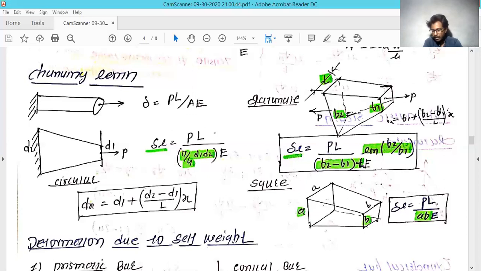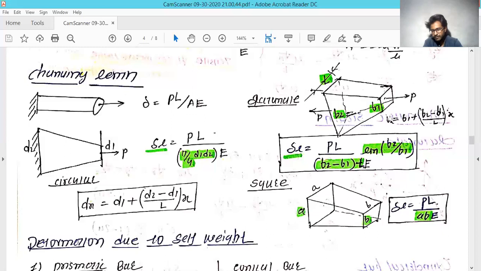you can remember the logarithmic mean temperature difference in the heat exchanger, where that formula remains the same: the higher temperature difference minus the lower temperature difference, divided by the log of higher divided by lower. The same formula is used to find the cross section of this rectangular section, which is nothing but (b2 minus b1) divided by ln(b2 divided by b1). And this formula is used for the square cross section as well.